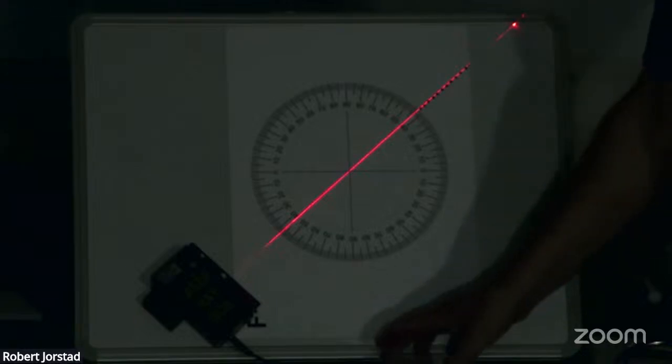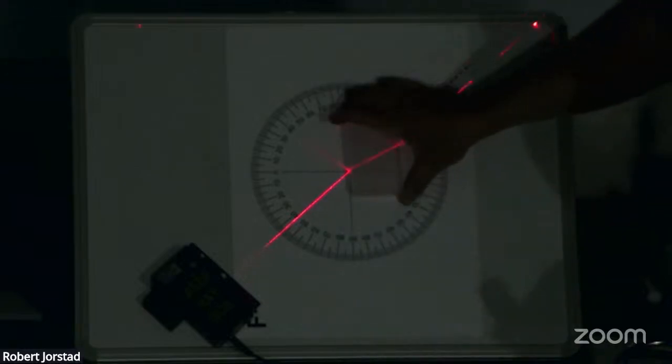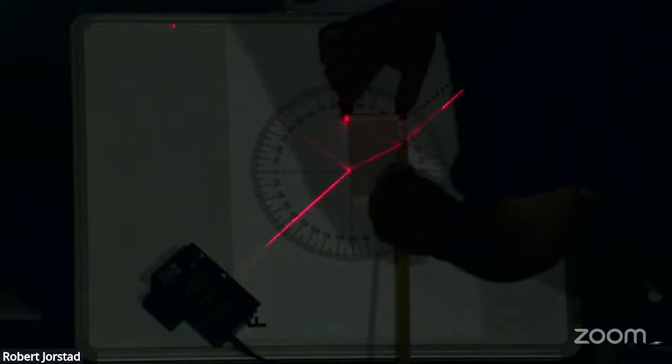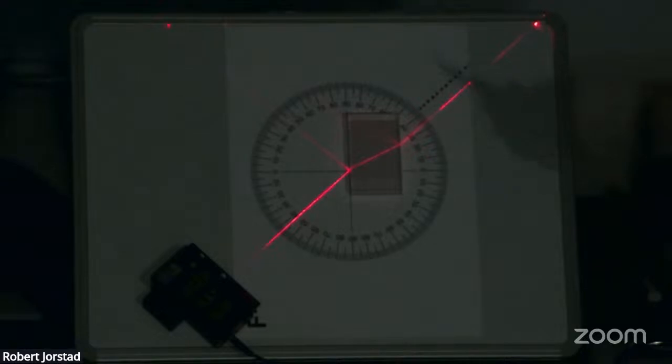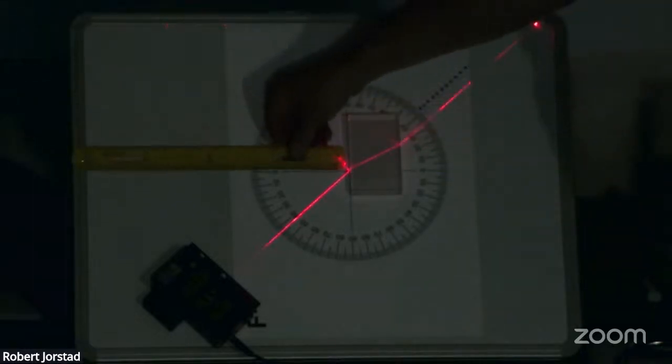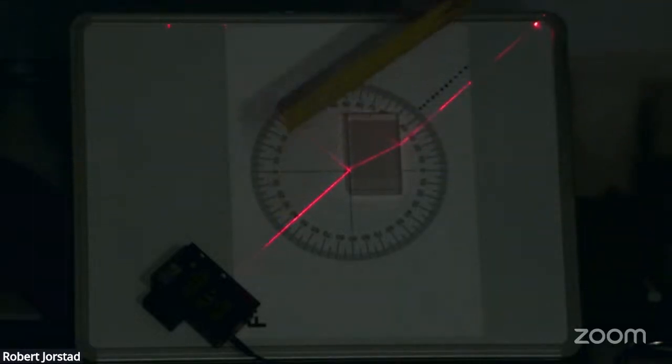I'm going to take a rectangular slab and slap it on here, and we see all kinds of stuff going on. I'll briefly explain that and then get on with our lives. At this first surface, here's the normal. Notice the angle is 43 degrees to the normal.